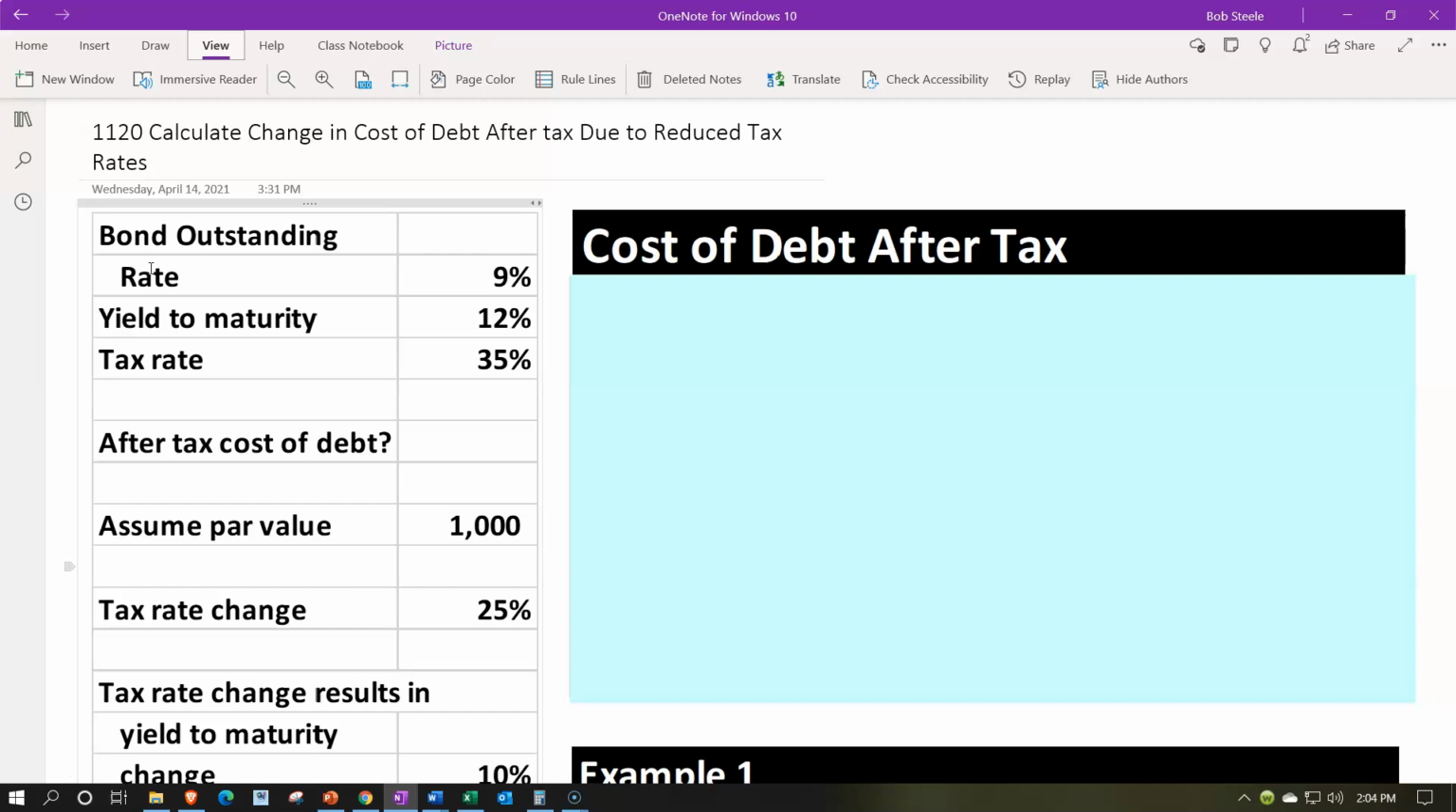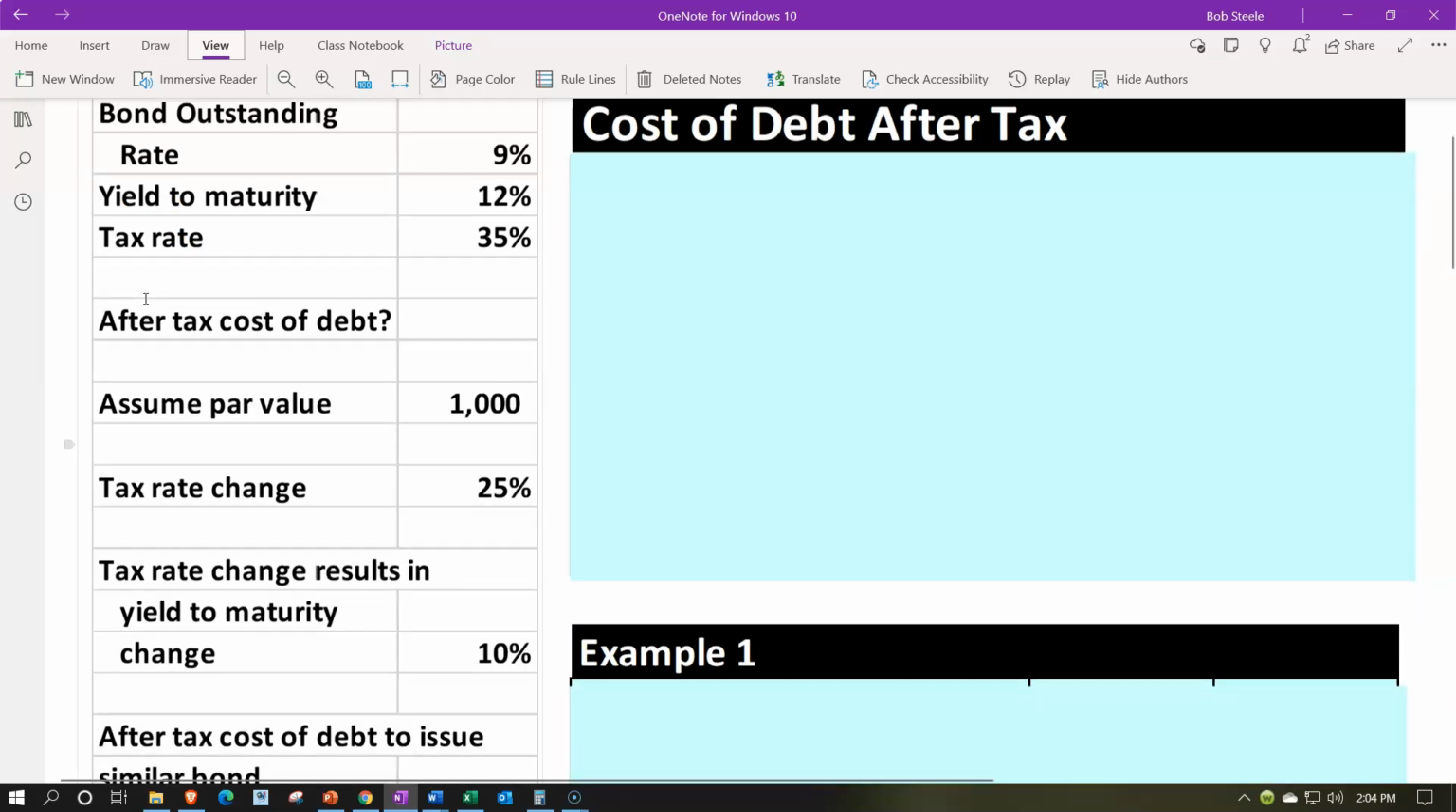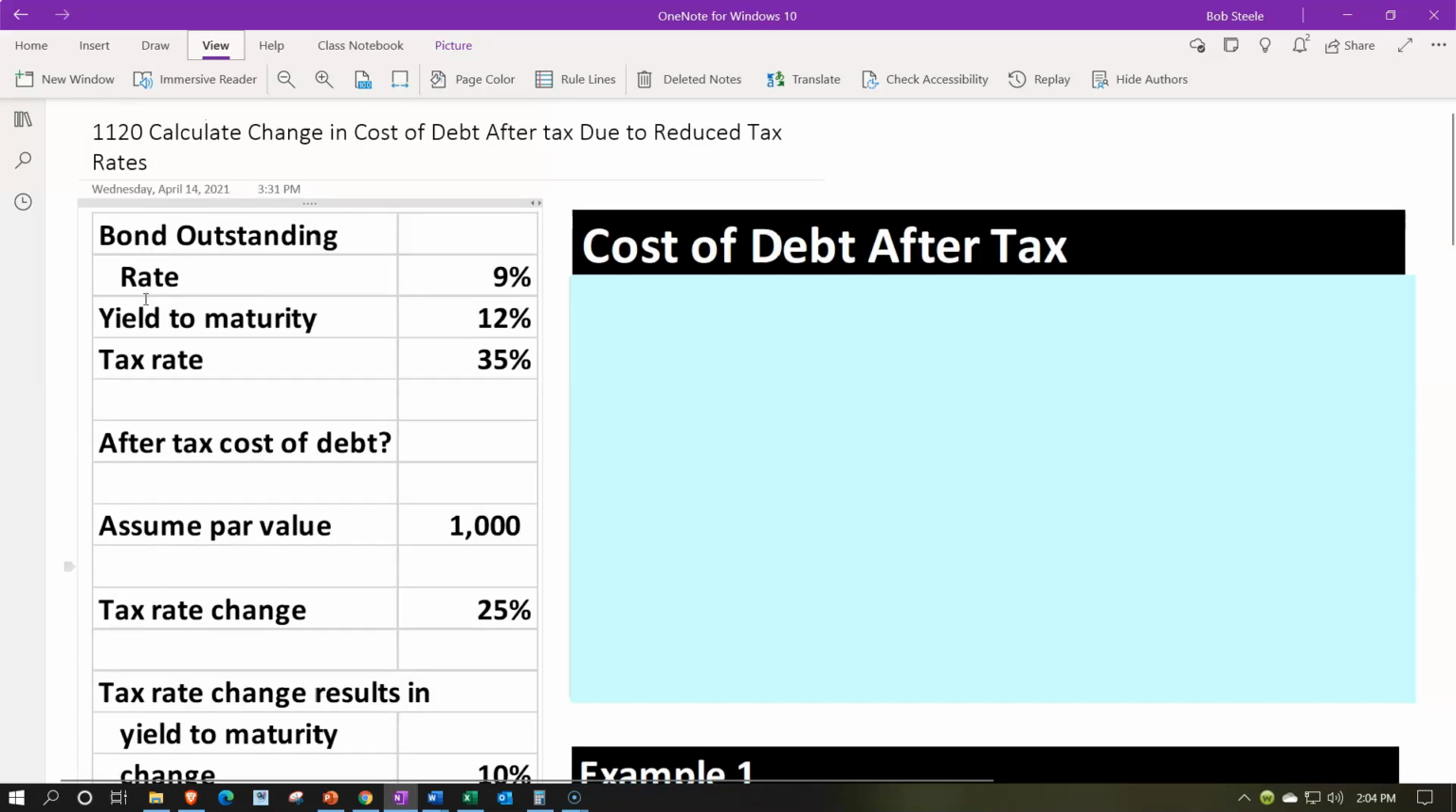So we're going to have the cost outstanding. We have the bond. We're issuing the bond. And then we're going to imagine a situation where circumstances have changed and see what the difference would be if we issued the bond at a different time in the future. So we have the bond outstanding. We're going to say the rate is 9% on the bond. Yield to maturity, or the market rate, the demanded rate of return, is 12%. That's not on the bond.